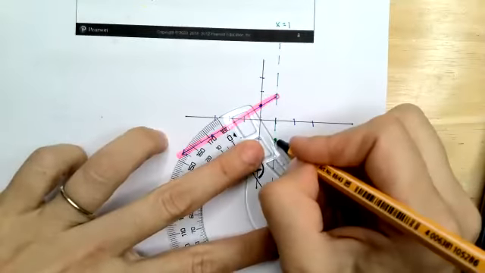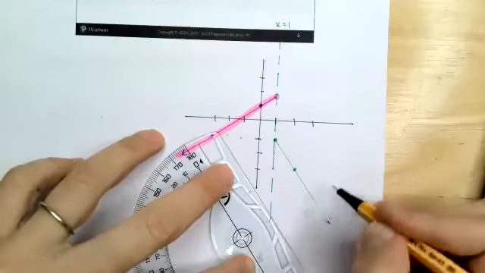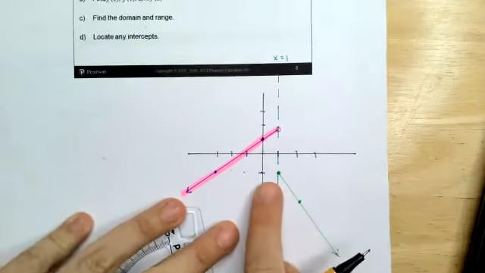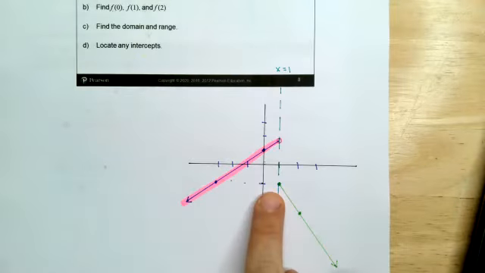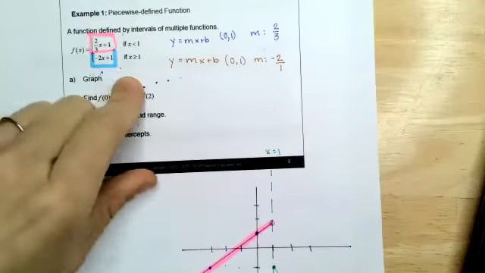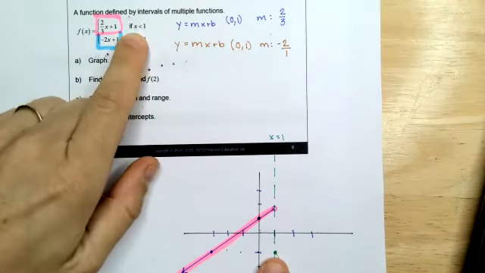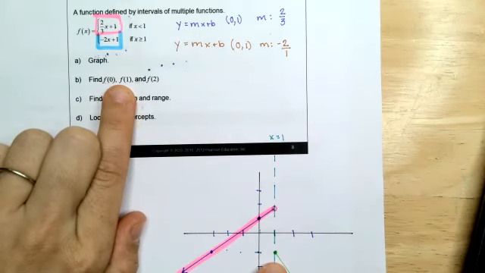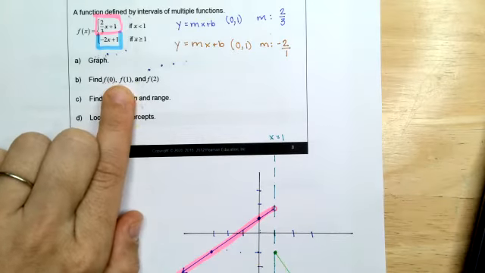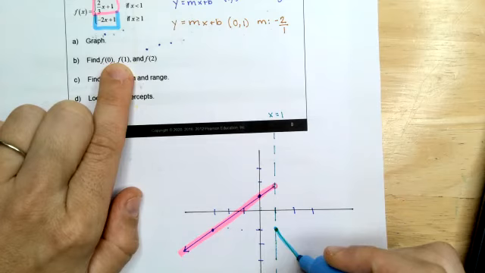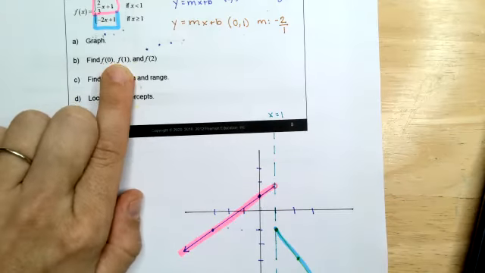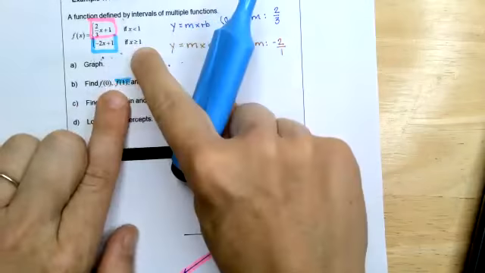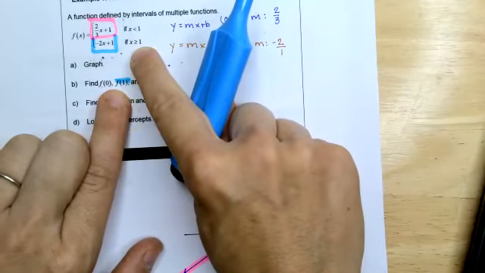But I'm only going to graph it to x equals 1. That point is filled in because it has that equal sign, it includes 1. At f of 1, we're going to use the blue line, because it said x is equal to 1, use the blue one.